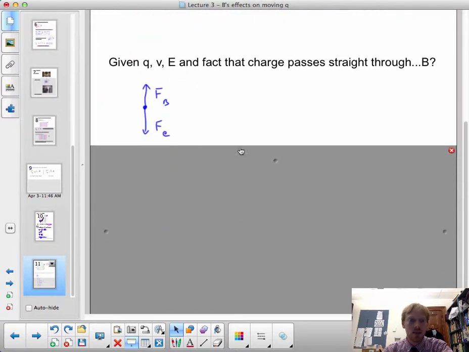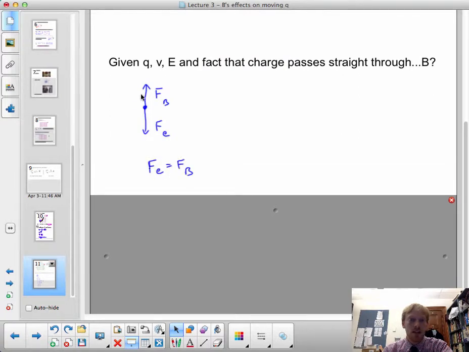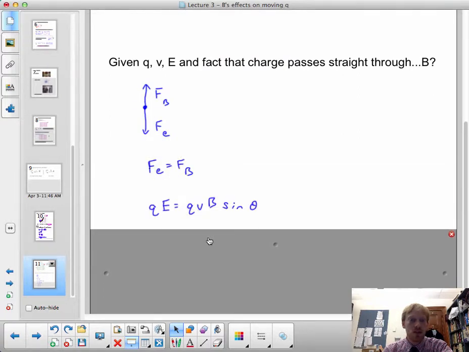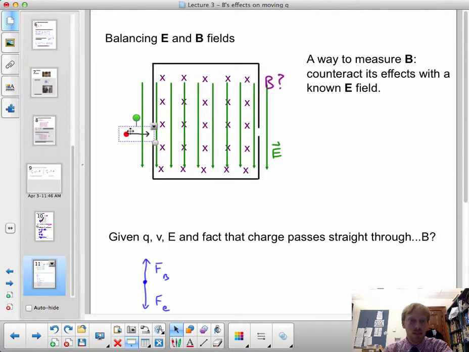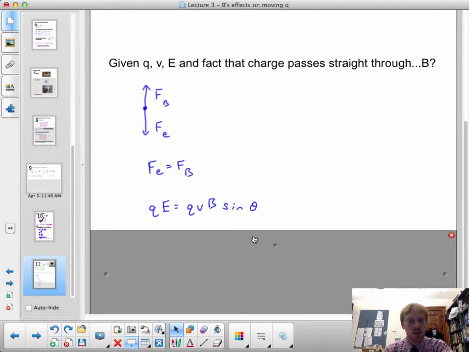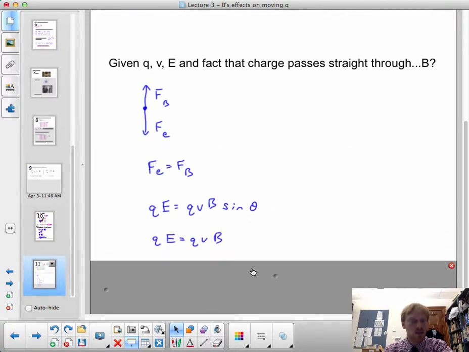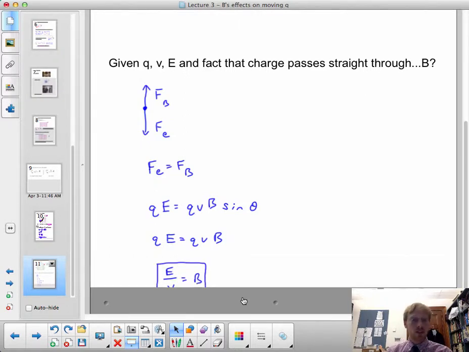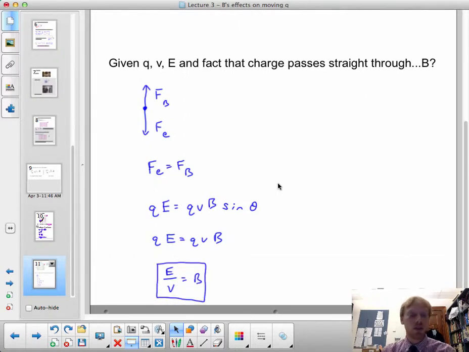Yes, if this is a positive charge indicated by red, the electric force points in the same direction as the electric field. Remember that? And if the magnitudes of these forces are equal, then the charge times the electric field equals qvB sine theta. Theta, the angle between v and B in this picture, seems to be 90 degrees. And so the sine of it is 1. And look, the charge cancels. And there's a relatively straightforward relationship between the electric field and the magnetic field strength. The electric field divided by the velocity is the magnetic field strength.